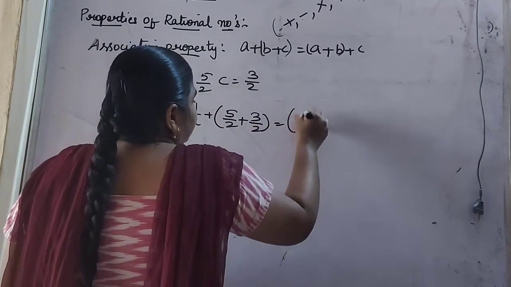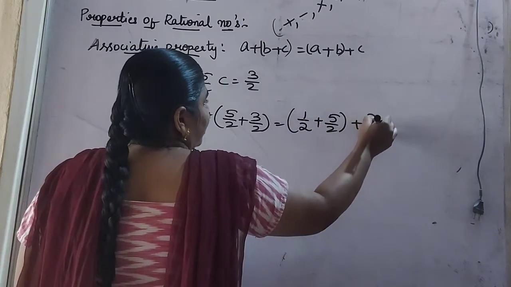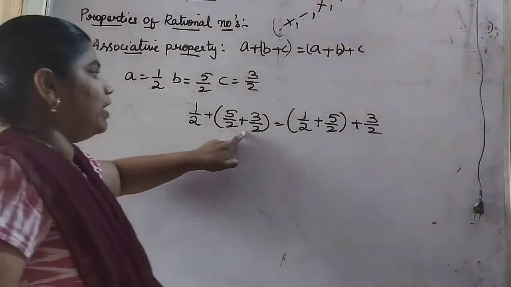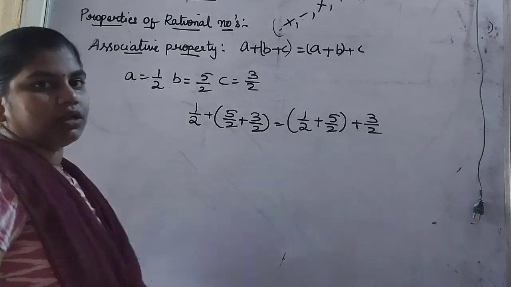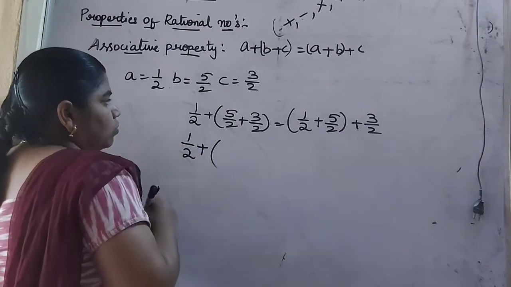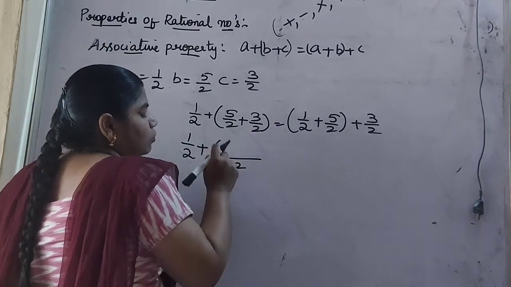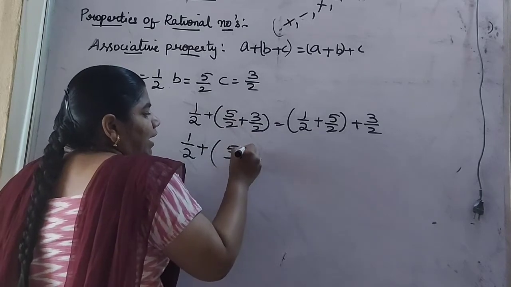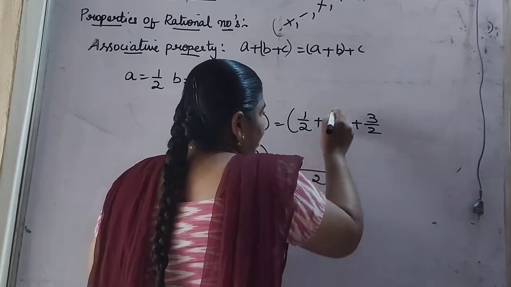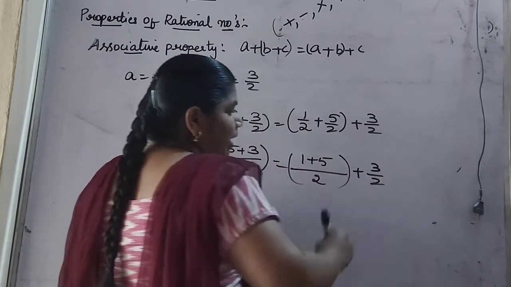In this form also, 1 by 2 plus B value is 5 by 2 plus C value is 3 by 2. Now before we have to solve these bracket values, after that only we have to solve the remaining values. So here 1 by 2 I am writing as it is. So 5 by 2 plus 3 by 2, both the denominators are equal, the LCM will be 2, and directly we can add the numerator values. Here also both the denominators are equal, directly add the numerator values plus 3 by 2 as it is.